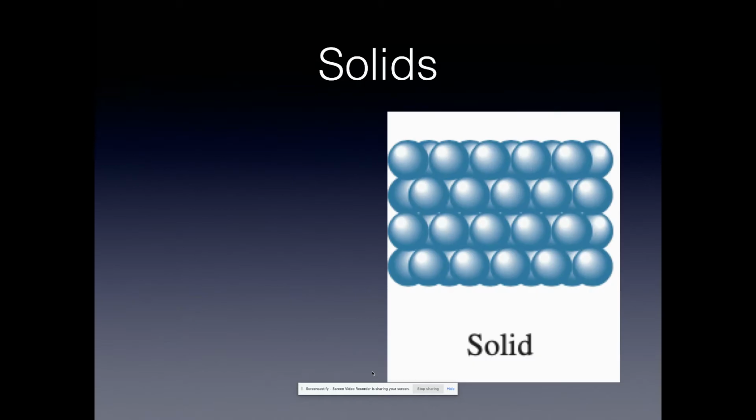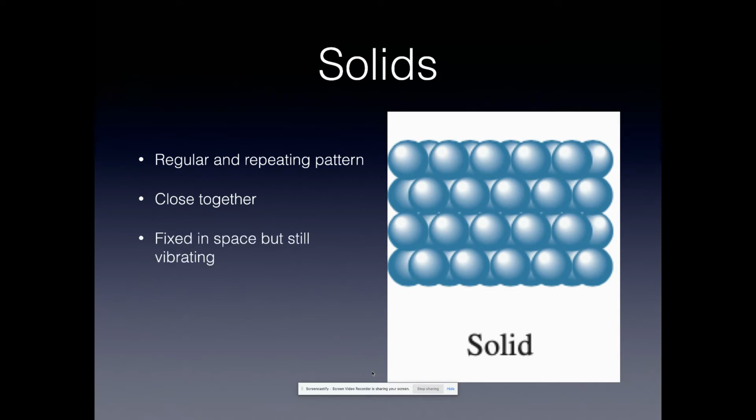Now, solids themselves would take on some type of an arrangement that looks like this, okay, a very regular and repeating pattern. They're going to be close together, whatever those particles might be. They're fixed in space, but they can be vibrating. Now, the two most important points are that they have a fixed volume and a fixed shape.